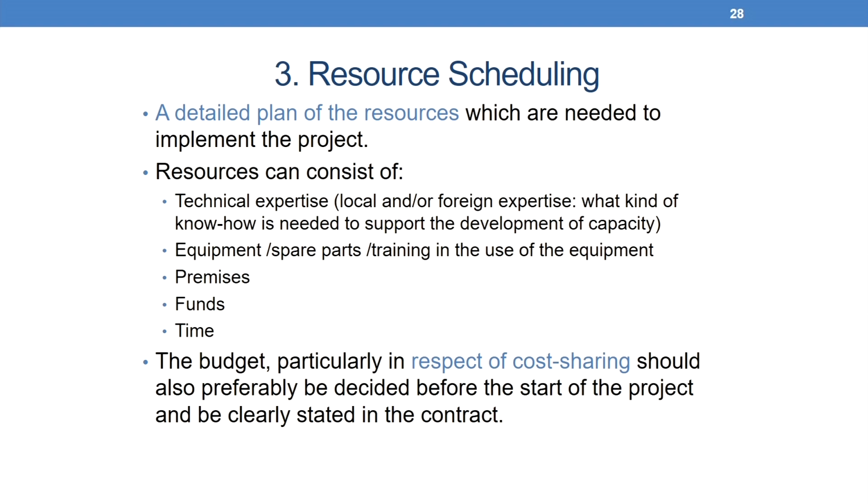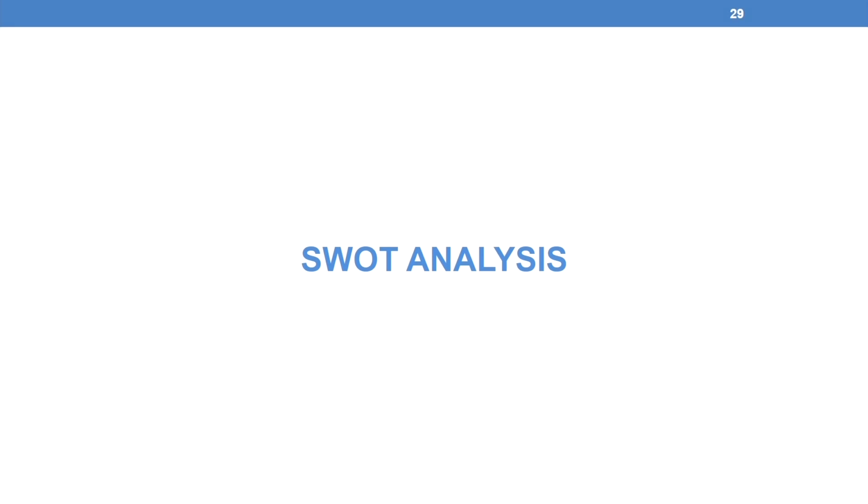Resource scheduling is a detailed plan of the resources which are needed to implement the project. Resources can consist of technical expertise, equipment, premises, funds, time, and the budget. Particularly in respect of cost sharing, it should preferably be decided before the start of the project and be clearly stated in the contract.